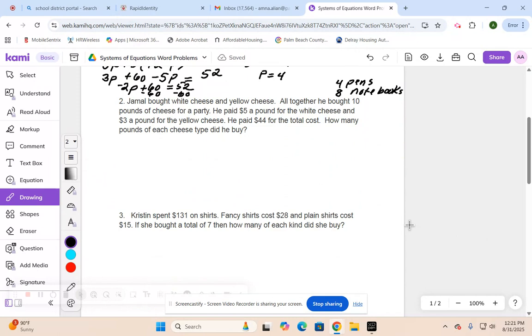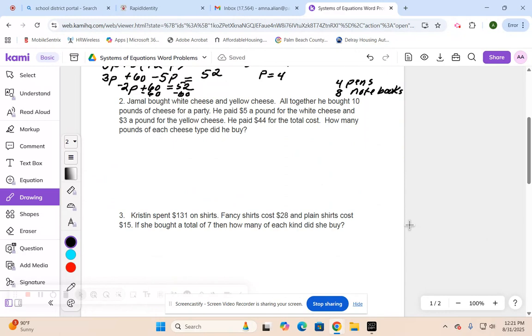Jamal bought white cheese and yellow cheese. Altogether, he bought 10 pounds of cheese for a party. He paid $5 a pound for the white cheese and $3 a pound for the yellow cheese. He paid $44 for the total cost. How many pounds of each cheese type did he buy?